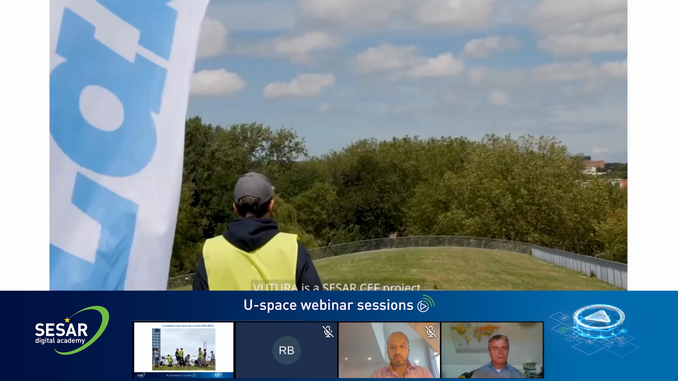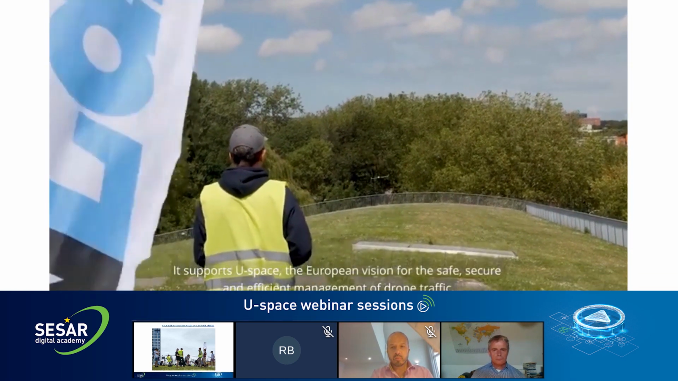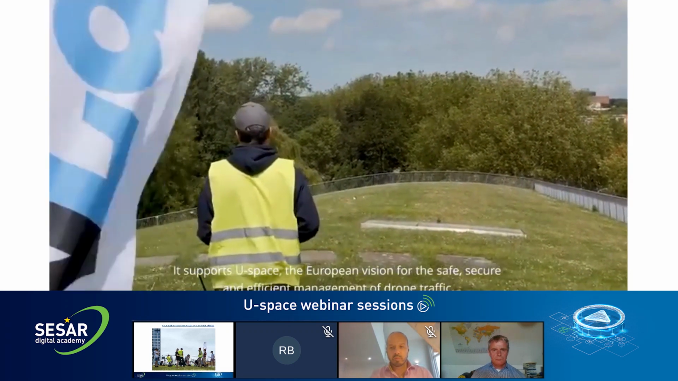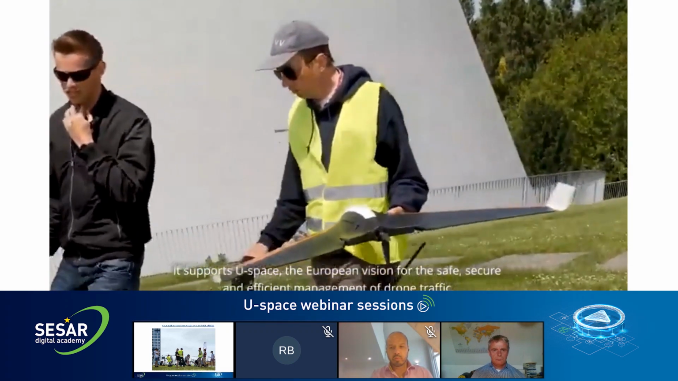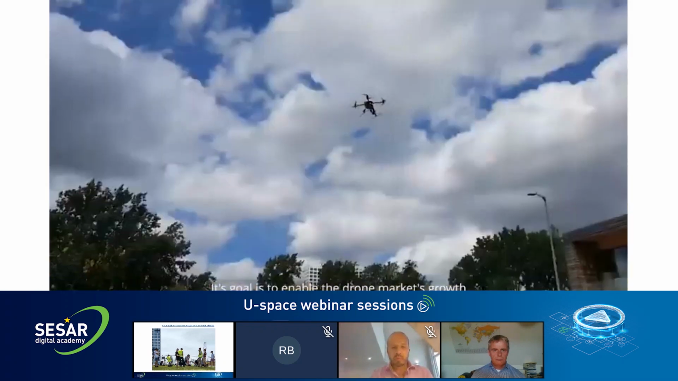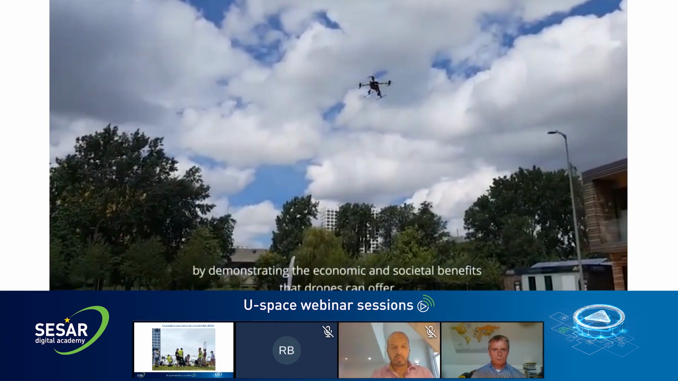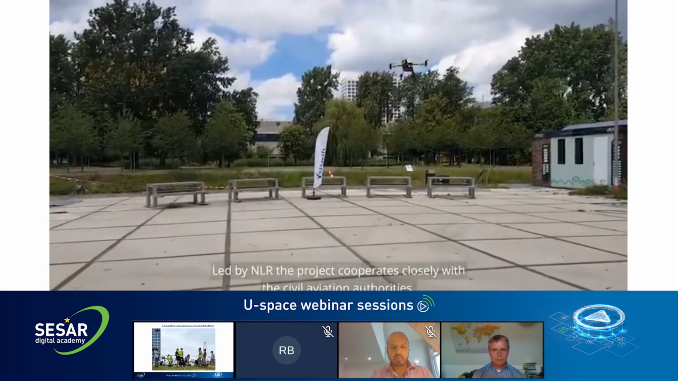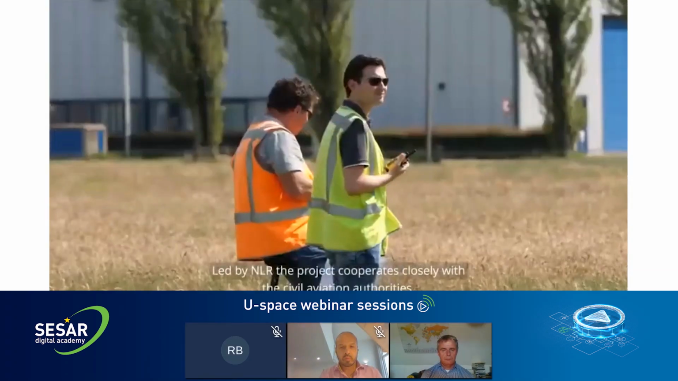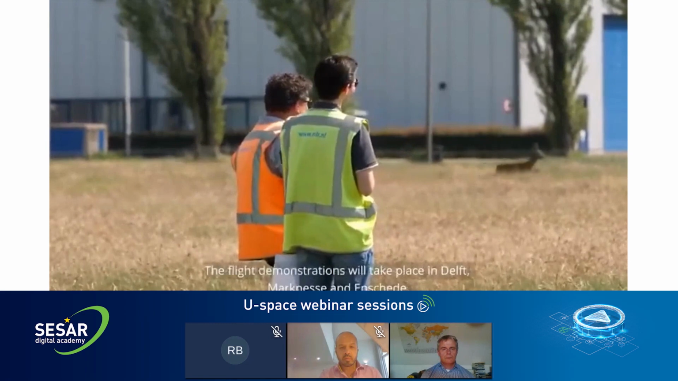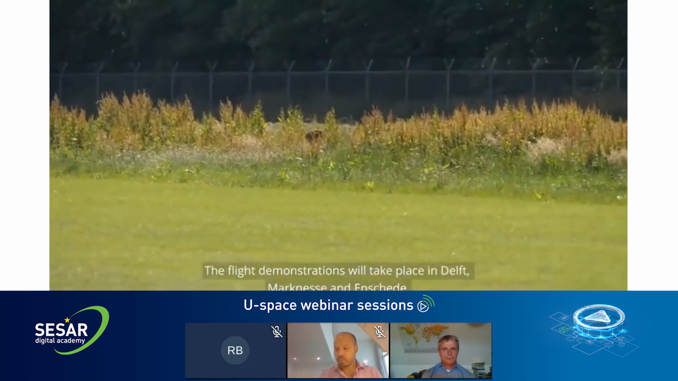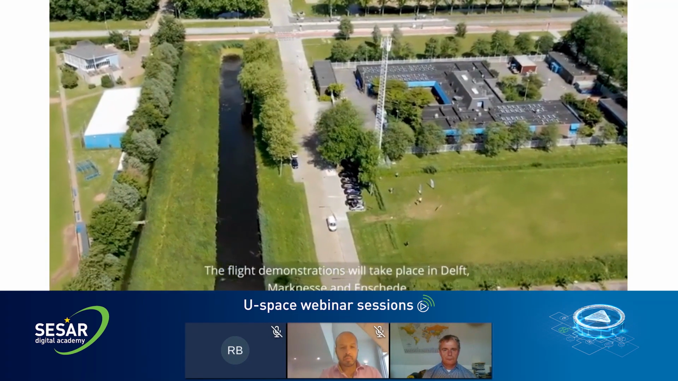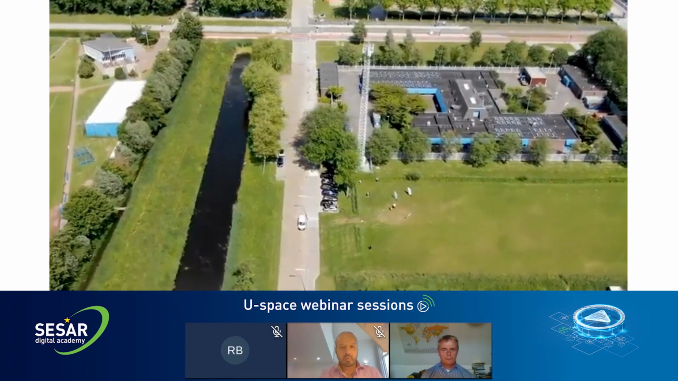Fedora is a SESAR CEF project. It supports U-Space, the European vision for the safe, secure, and efficient management of drone traffic. Its goal is to enable the drone market's growth by demonstrating the economic and societal benefits that drones can offer. Led by NLR, the project cooperates closely with the civil aviation authorities. The flight demonstrations will take place at Delft, Marknesse, and Enschede, all in the Netherlands.